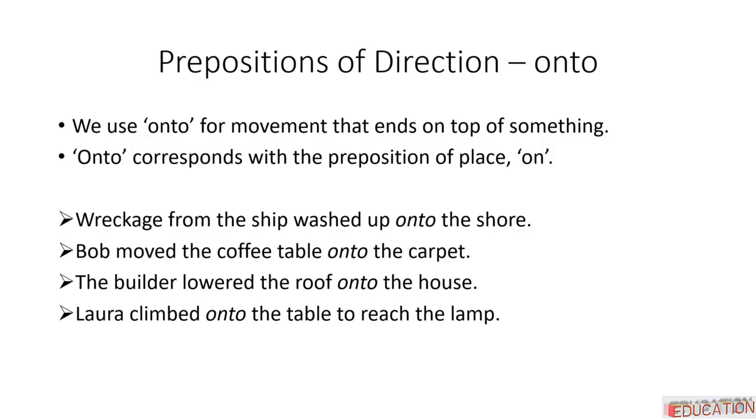And in all of these cases, there's a sense of movement. And if we swapped onto with on and just stated a position, that would then be a preposition of place. So we just take the last example. Laura climbed onto the table to reach the lamp. So Laura was on the table.